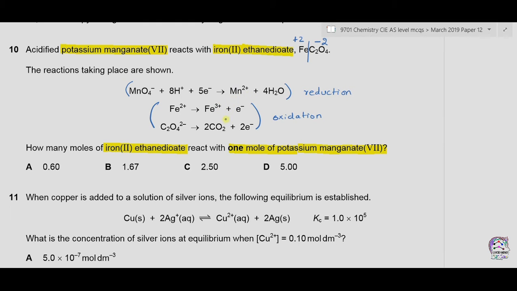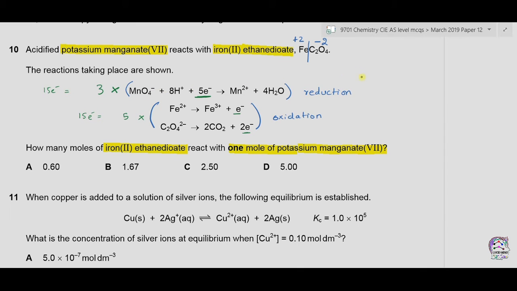So in order to balance this chemical equation, the number of electrons lost must be equal to the number of electrons gained. In reduction 5 electrons are involved, while in oxidation 1 plus 2, so total 3 electrons are involved. So in order to balance 3 and 5, we can multiply the first equation with 3, so it becomes 15 electrons. And we can also multiply these two equations with 5, so it also becomes 15 electrons.